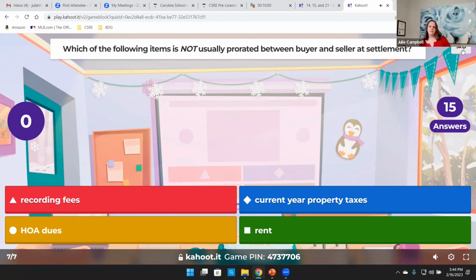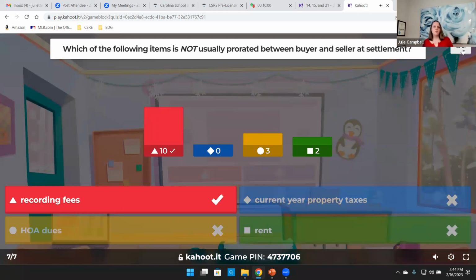What don't we prorate? Recording fees. Each party is going to pay their respective recording fees. So for example, the buyer is going to be responsible for paying the recording fee for the deed and the deed of trust. The seller is going to be responsible for paying the recording fees of their satisfaction of mortgage to show that those mortgages were paid off, and then the lender records the new deed. So each party is going to pay their own recording fee.